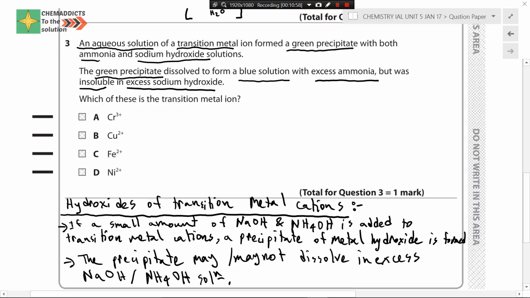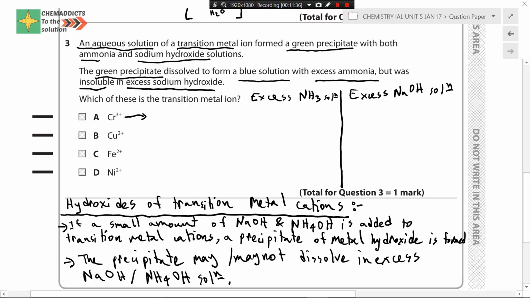Well, let us put a mark over here. Excess ammonia solution, or you might say ammonium hydroxide. Okay, let me put solution over there. Excess ammonia and excess sodium hydroxide solution. Okay, so let's see.